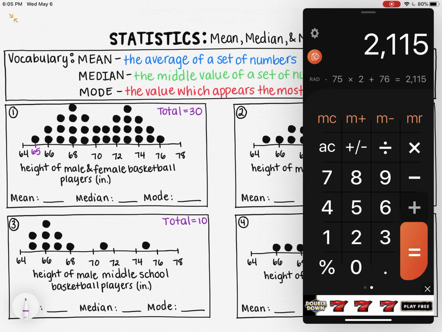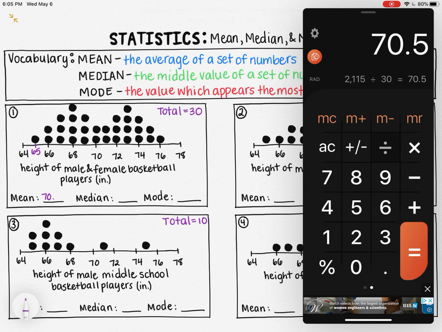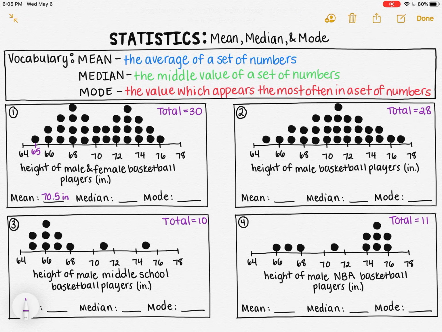And that gives me the total 2,115. Obviously, that's not our average height because we have one more step. We have to divide by the total number of dots or people in the sample, which is 30 if you counted all the dots. So divide by 30, that gives us a mean of 70.5 inches because it told us the heights are in inches.